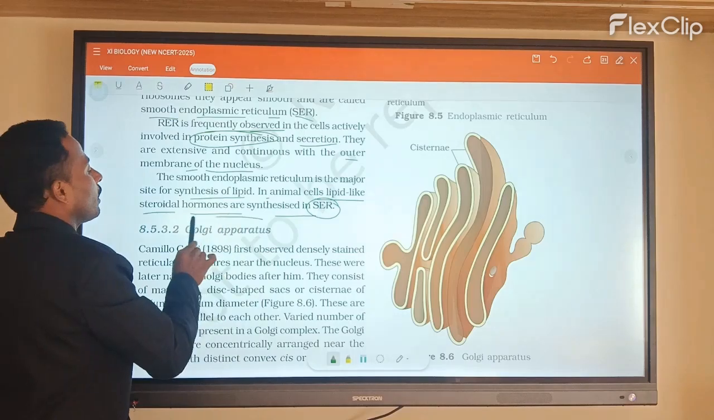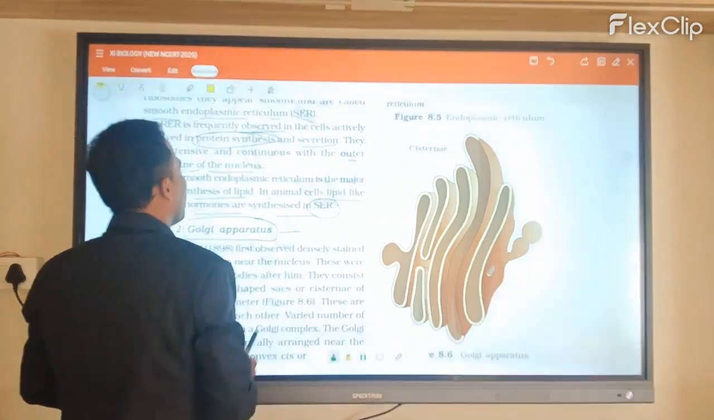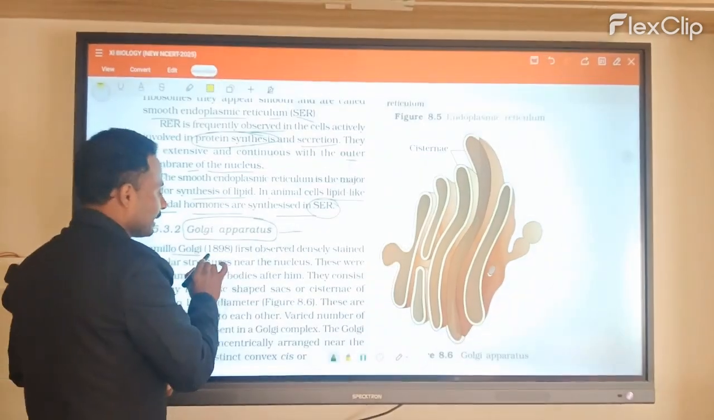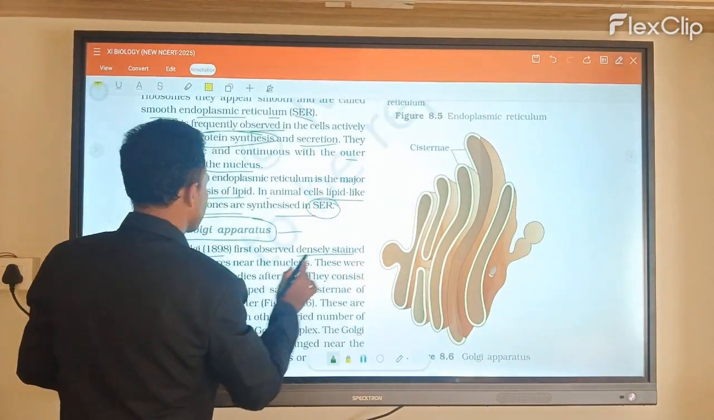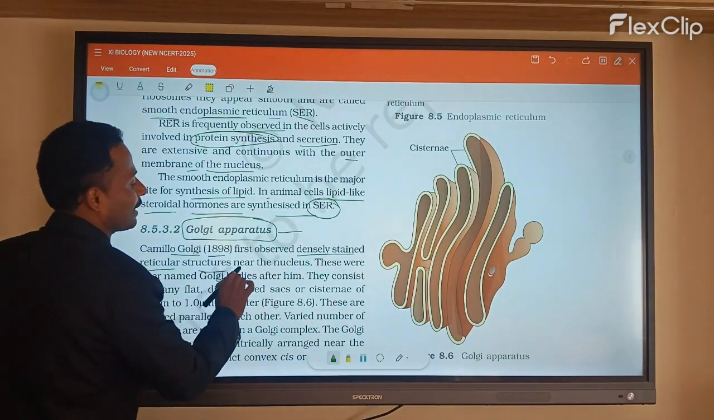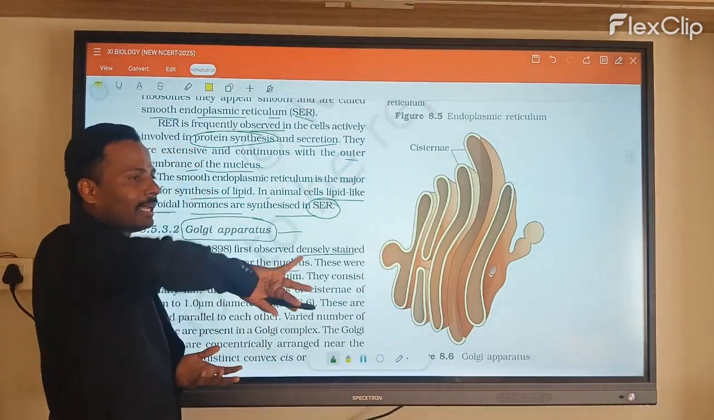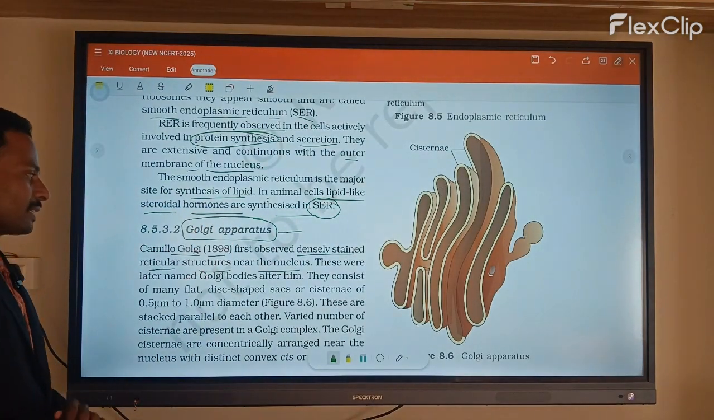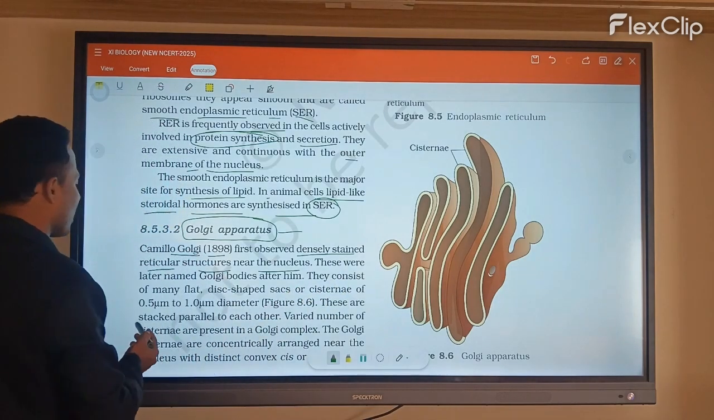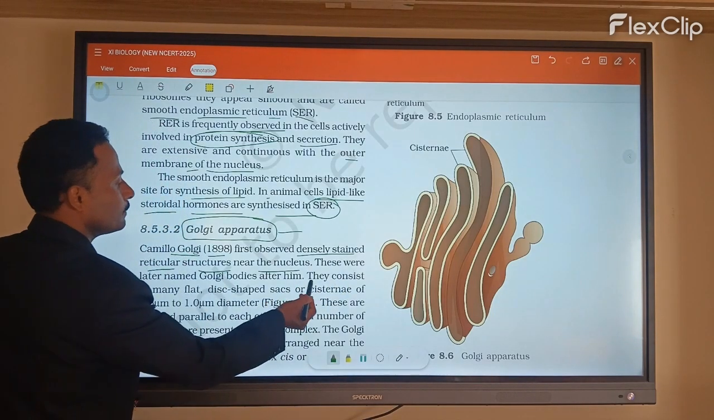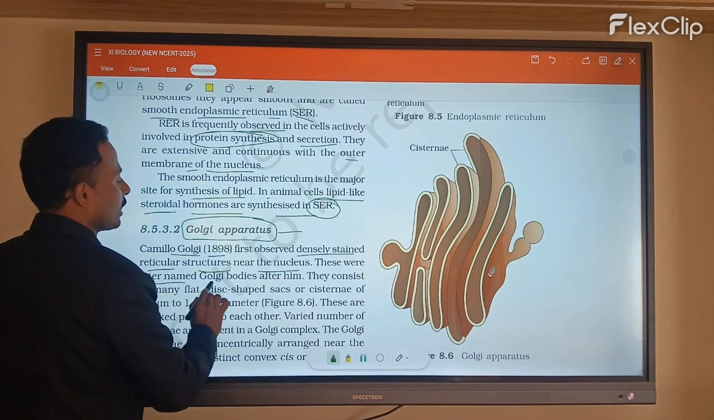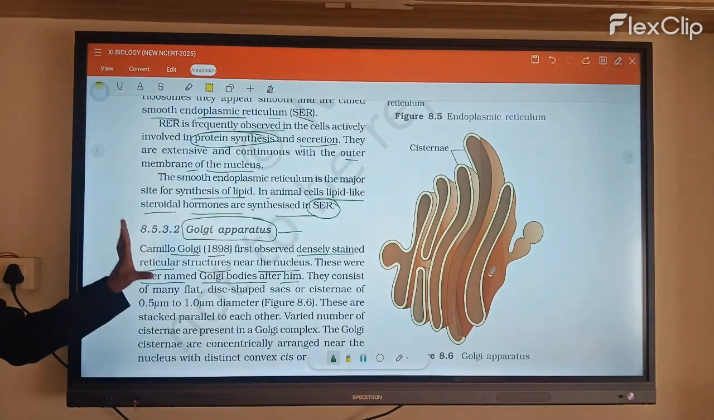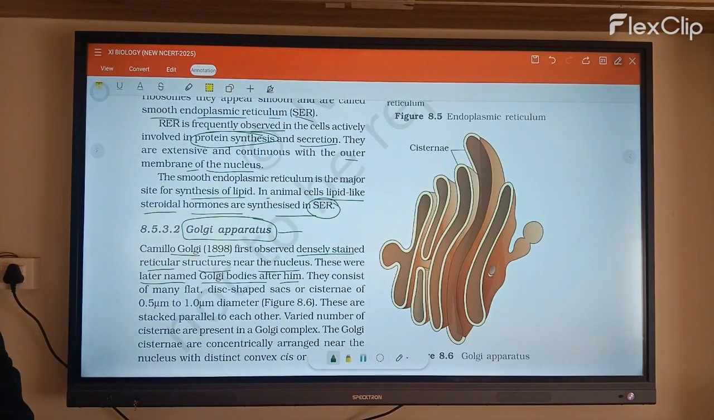And second in the endomembrane system is the Golgi apparatus. Camillo Golgi in 1898 first observed densely stained reticular structures near the nucleus. These reticular structures near the nucleus are called the Golgi apparatus. They were later named Golgi bodies after him.